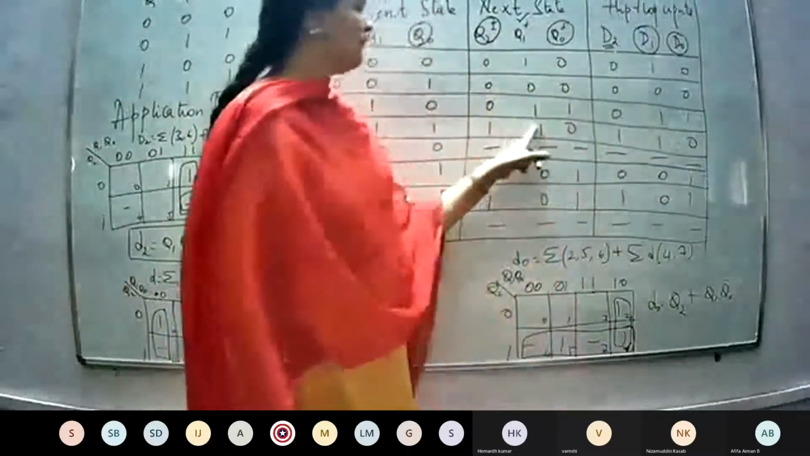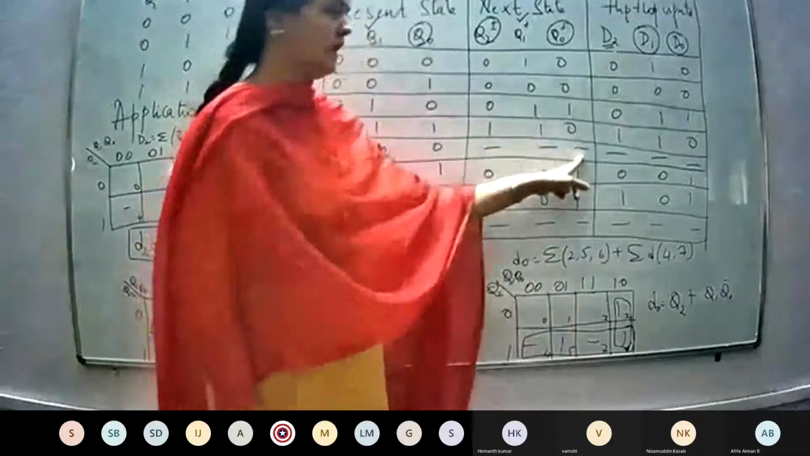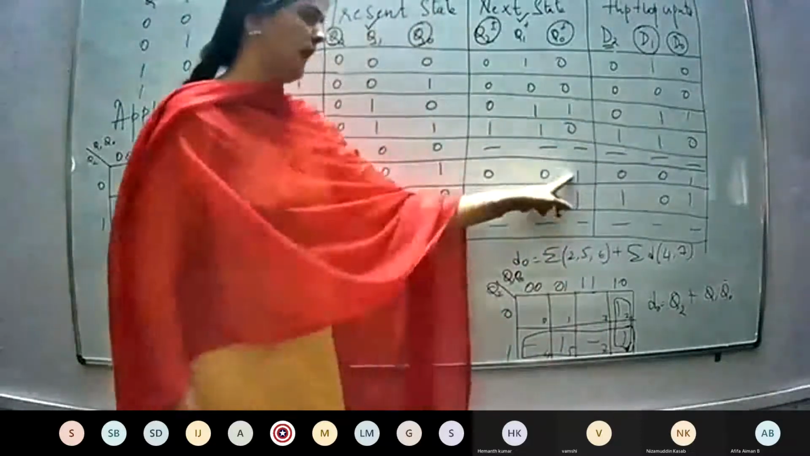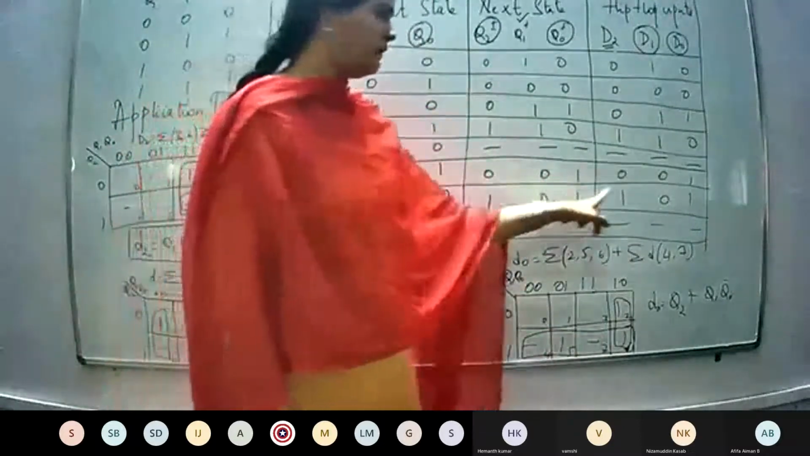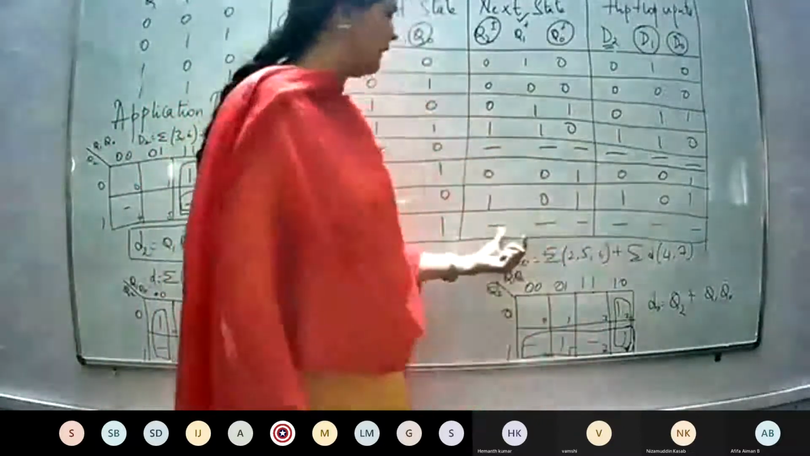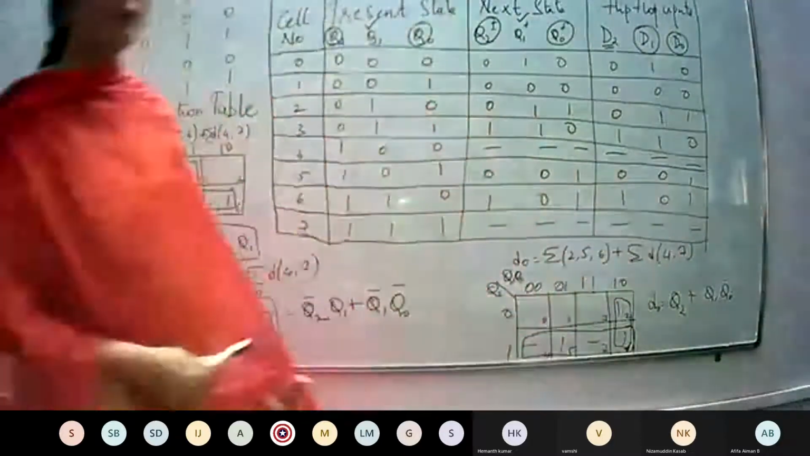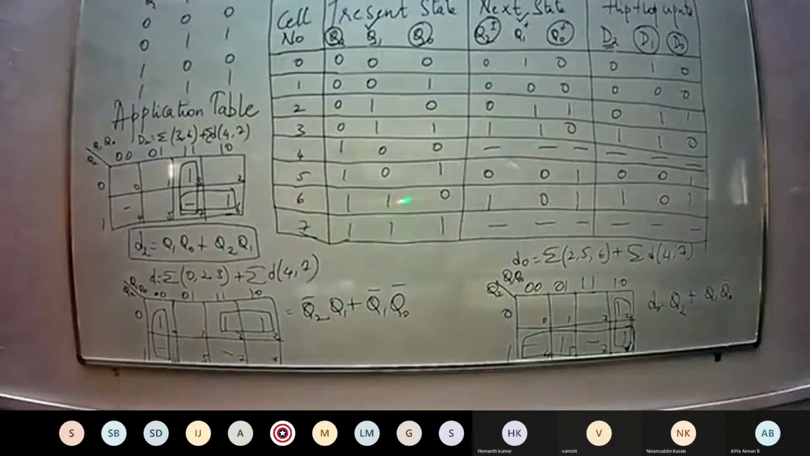0, 1, 1. 1, 1, 0. Dash, dash, dash. So it will be dash, dash, dash. So next it is 0, 0, 1. It will be 0, 0, 1. 1, 0, 1. And this will be dash, dash, dash, dash, dash, dash. Okay. So in this way, you'll be filling up your flip-flop inputs.